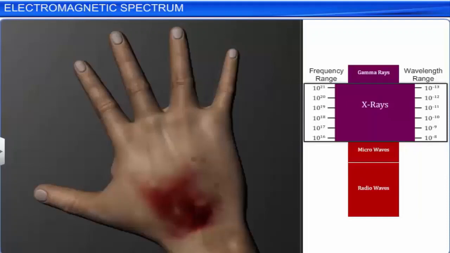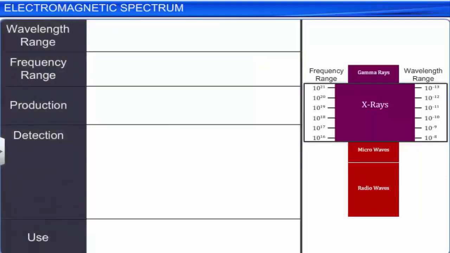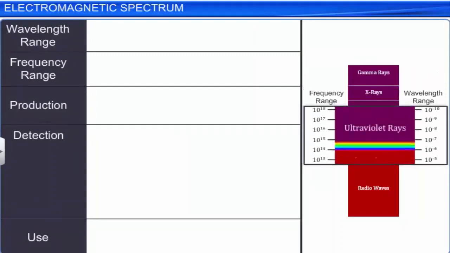The next kind of electromagnetic waves in the electromagnetic spectrum is the ultraviolet rays. The wavelength of ultraviolet rays is in the range of 6 × 10^-10 meters to 4 × 10^-7 meters. Their frequency is in the range of 10^17 Hz to 10^15 Hz.